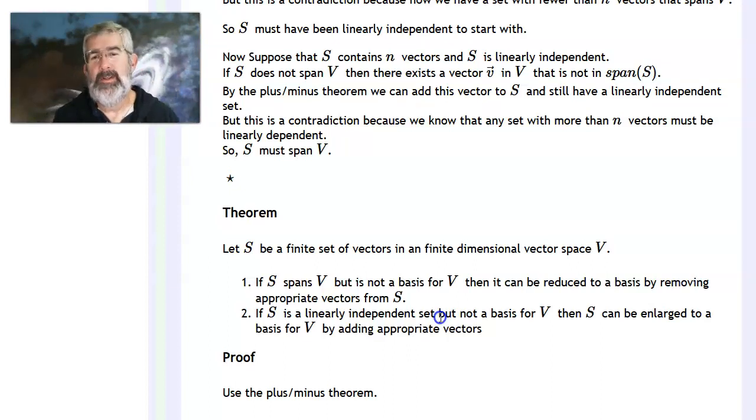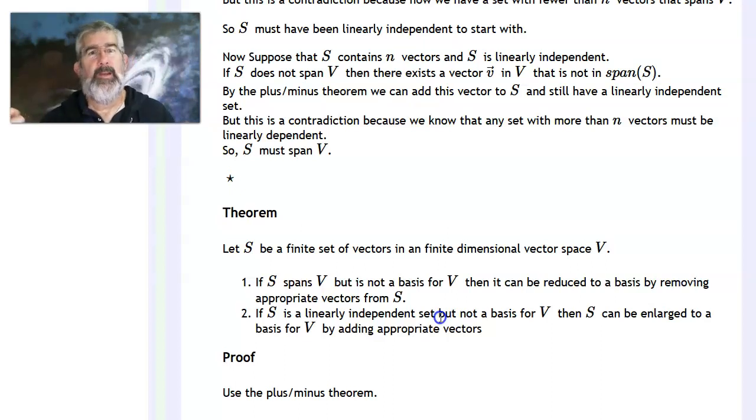Are you a basis at that point? Well, if not, you're still independent, so it's because you still don't span V. So there's something else in V that's not in the span of what you've got. Throw that in and keep going. How do you know this is going to stop, right? How do you know this process is going to stop at some point?